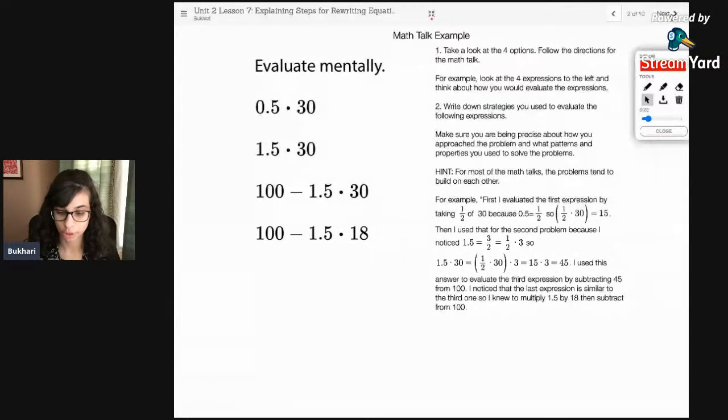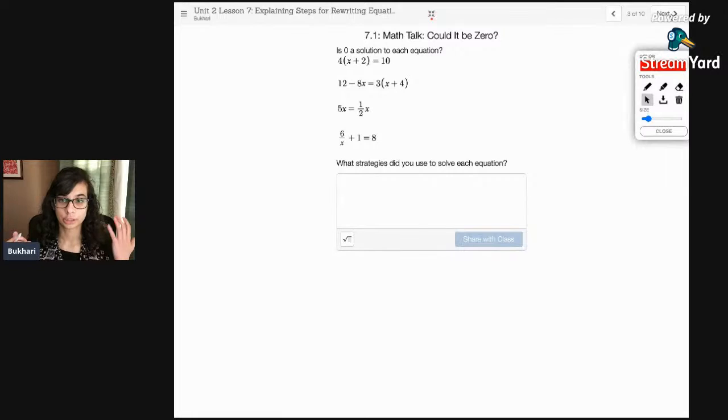And so we have our first math talk, right? Take a look at your four expressions and see, is 0 a solution to each of these equations? This is something that we talked about in lesson 4, right? What is a solution to the equation? And so I want you to take a look at the 4 options you have here and think through how you are solving them, right? What strategies did you use to solve the equation? I'm not necessarily asking for each of the answers. I'm just asking how you are thinking through your process, right? That is the goal of what math talk is.